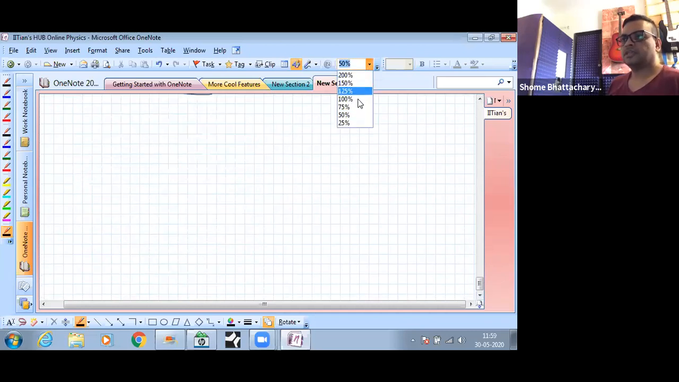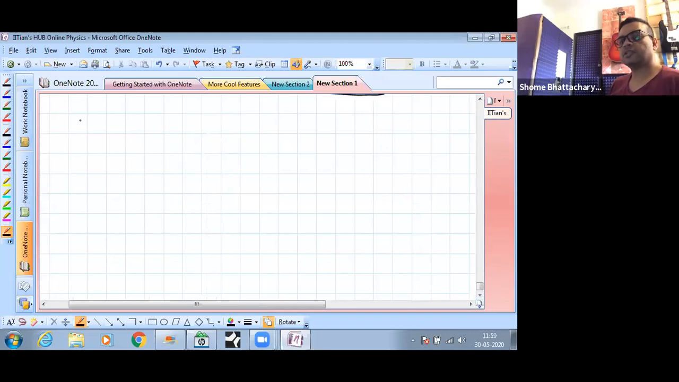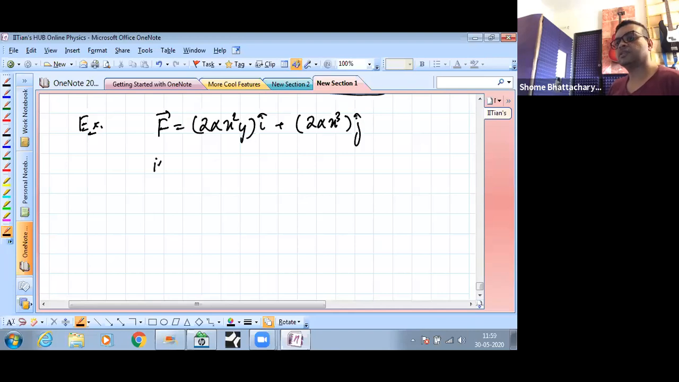So let's see an example to understand that. For example, suppose our force had been like this, that it was 2 alpha x square y i cap plus 2 alpha x cube j. That 3 is not there and that other term is gone. Now, is this conservative or non-conservative?